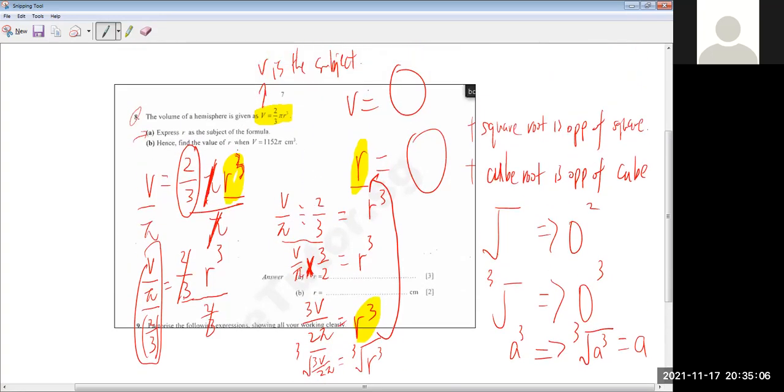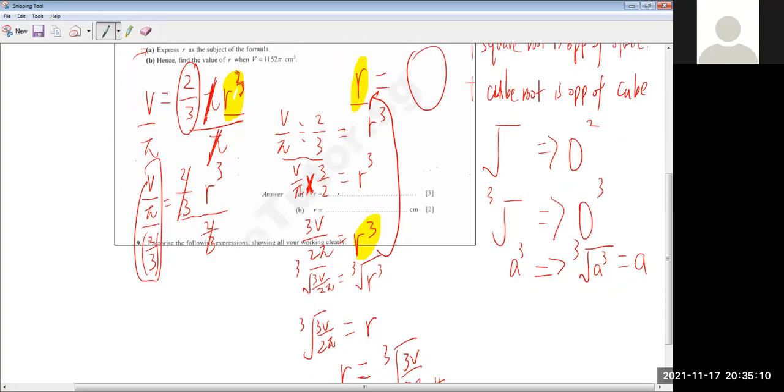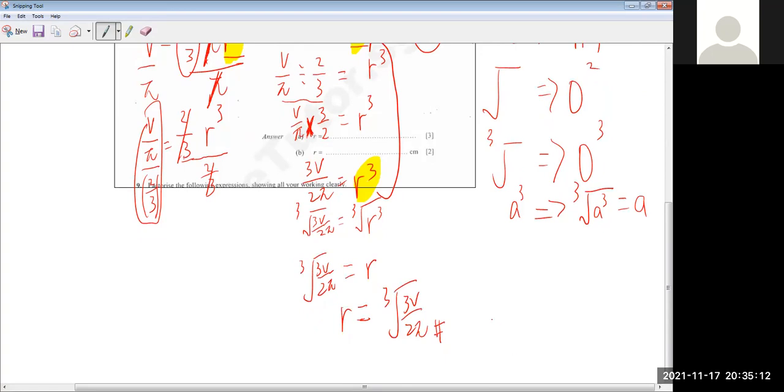So now, hence find the value of r when v is equal to 1152 pi. Okay, good. So v equals to 1152 pi. You just have to sub in the v equals to 1152 pi. Replace your v. So v is here, and you just replace your v with 1152 pi. The rest remain the same.